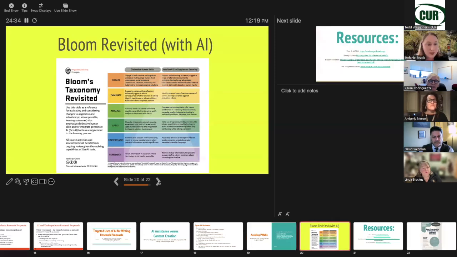And on to the next slide, this is just Bloom's taxonomy revisited with AI. So again, just to mirror everything, it's here to stay. And it's basically up to us to figure out how to deal with it.